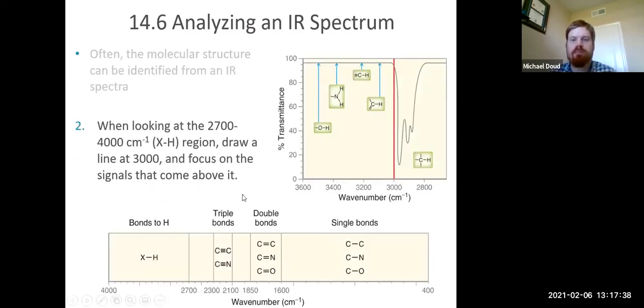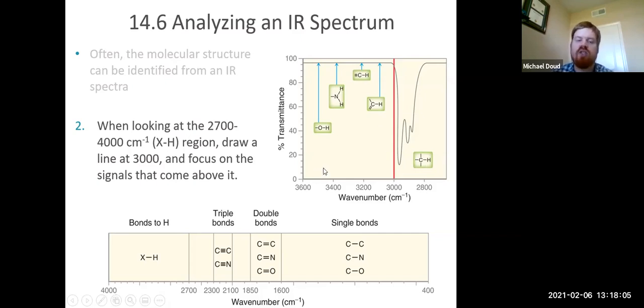Okay. And so this is kind of like our summary down here, right? So we know that we have bonds to hydrogen above 2700, triple bonds in the 2100 to 2300 region, and then we see double bonds 1600 to 1850. And then in particular up here, 2700 to 4000, this is where we see the bonds to hydrogen. These are very useful to zoom in here.